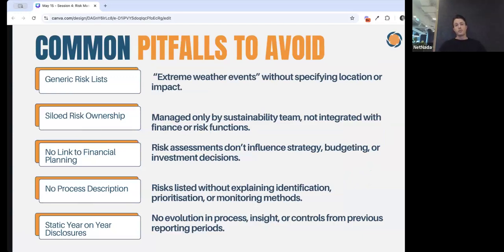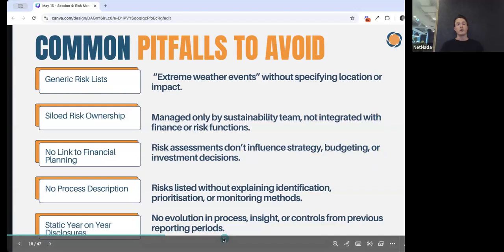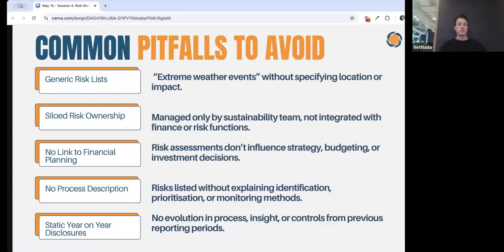So, things like generic risk lists. We spoke about that just before, but extreme weather events, but no actual specifics about where or what or how. Siloed risk ownership as well. Okay, so super common, and I think this is something that I'm really excited to see changing in so many businesses. A sustainability manager or a sustainability team who really isn't connected to the rest of the business and isn't brought into those sort of key decision making discussions, especially connected with the finance team.